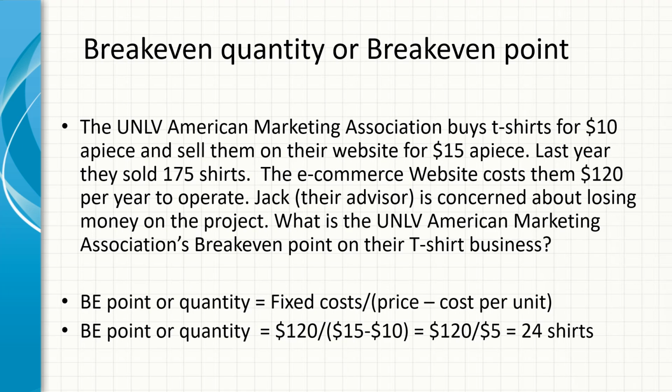Now, for the American Marketing Association, what about the break-even quantity? Well, the break-even quantity is the fixed cost divided by the margin. So in this case, their fixed costs were $120 for the e-commerce site, and their margin is $5. That is the $15 they sell the shirts for minus the $10 they pay for each shirt. So what's their break-even point? 24 shirts.